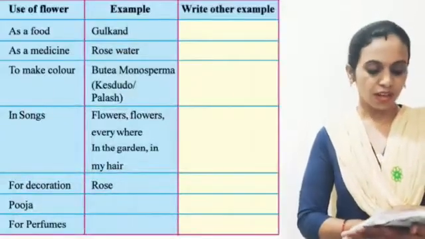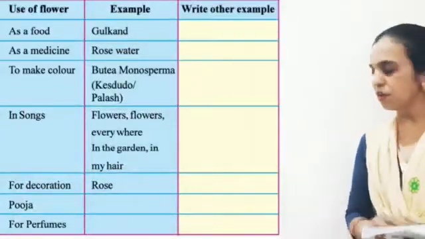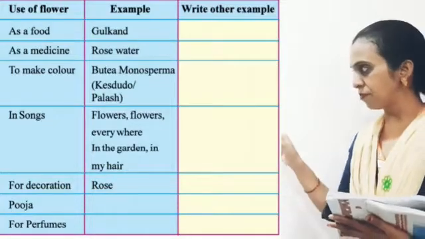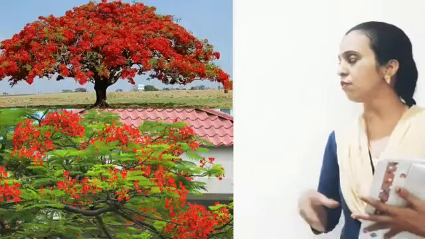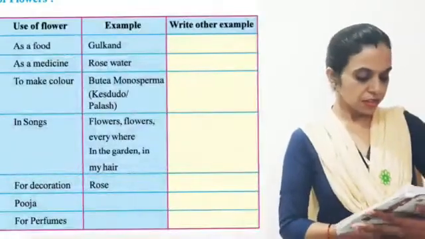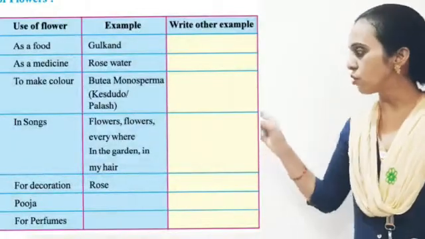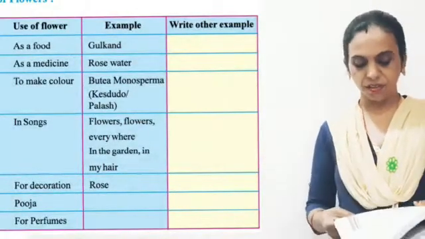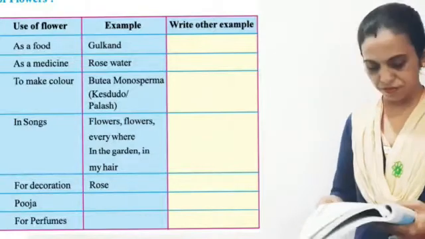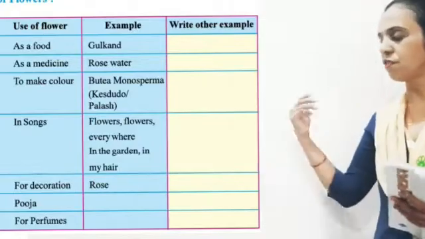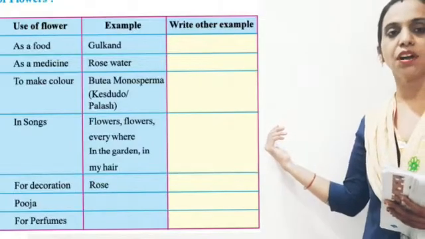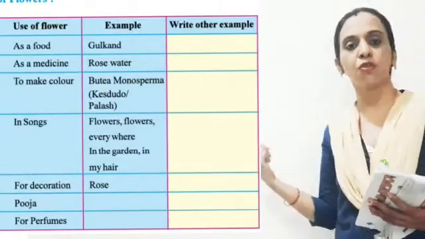Then to make color, the name given is Butea monosperma, which is kesudo or palash, that we are using to make color. Other flowers like rose and marigold we also use to make color. Then the next question is about songs. The lines given are: Flowers, flowers every day, where in the garden, in my hair. So you have to write one more song here. Write what you know about flowers.